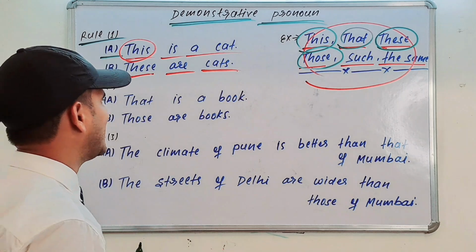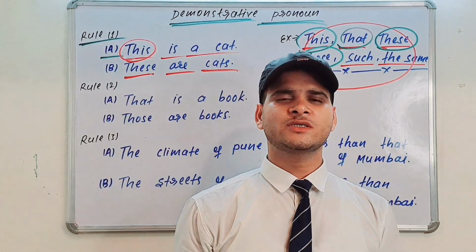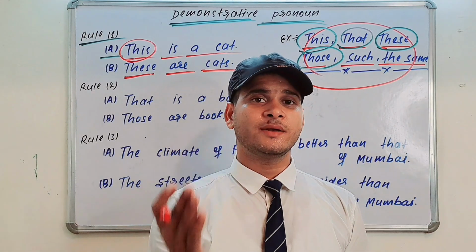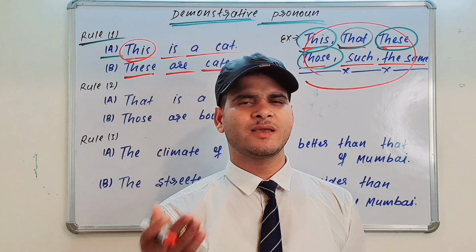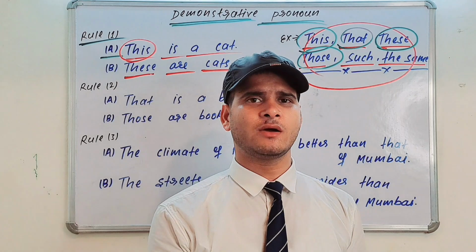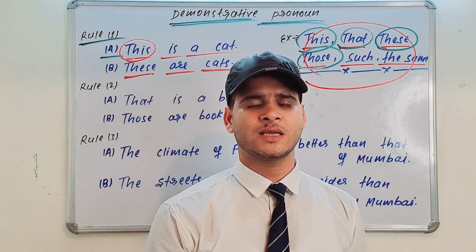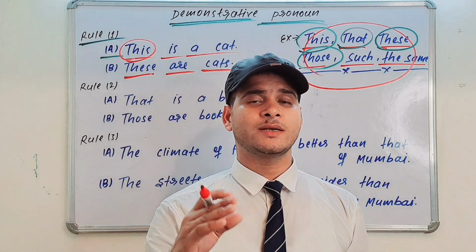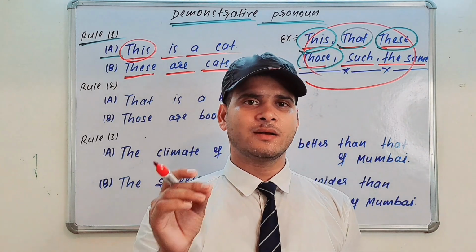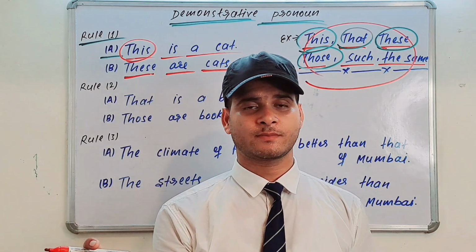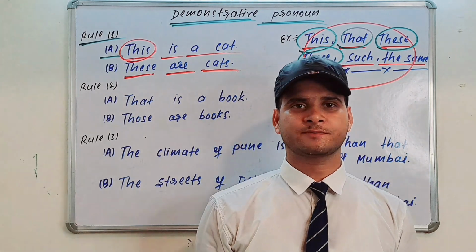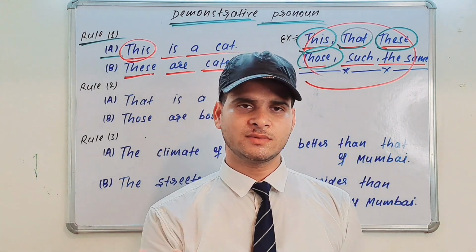Next rule, here see, that and those. First we learned that this and these are used to point out the nearest noun, maybe singular or plural, but I don't care, I told you everything. "This" is used to point out the nearest singular noun and "these" is used to point out the nearest plural noun. But here I am talking about that and those. The use of that and those is just directly opposite of the use of this and these.